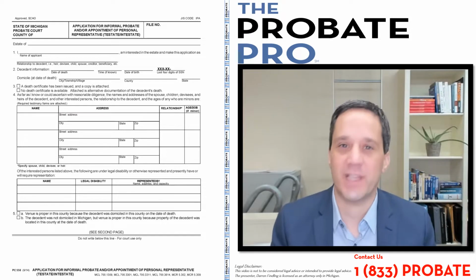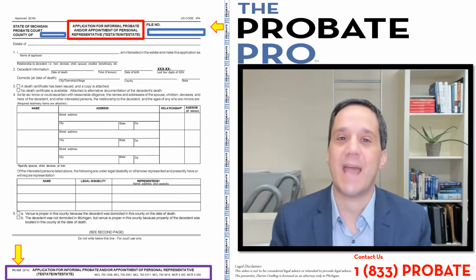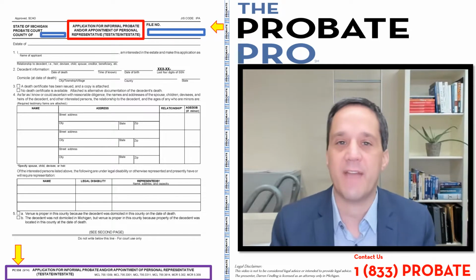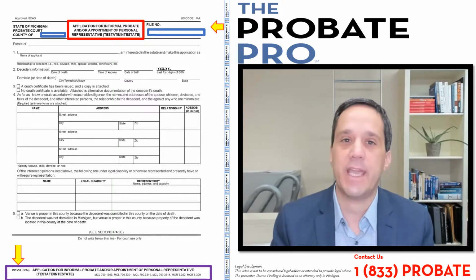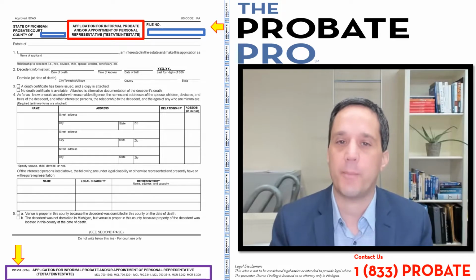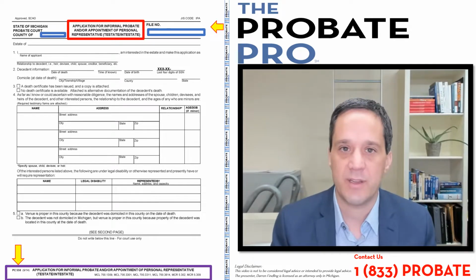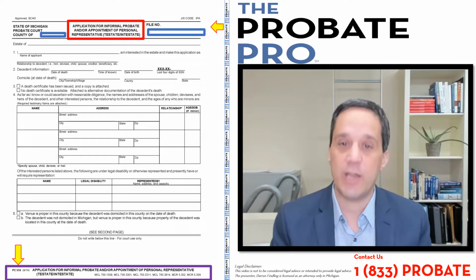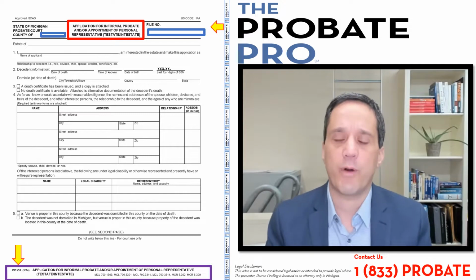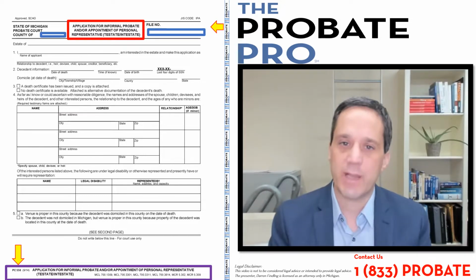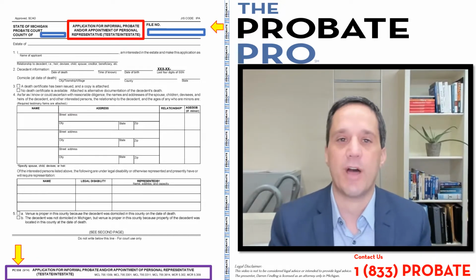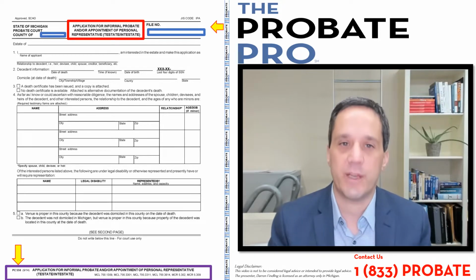Hi, I'm Darren Findling of the Probate Pro, and we're going to examine SCAO Form PC 558, the application for informal probate and appointment of personal representative. This form, SCAO for State Court Administrative Office, PC for Probate Court, Form 558, is readily obtainable, and you can contact my office. We'd be happy to give it to you free of charge.